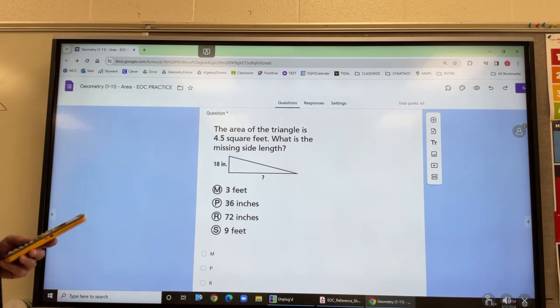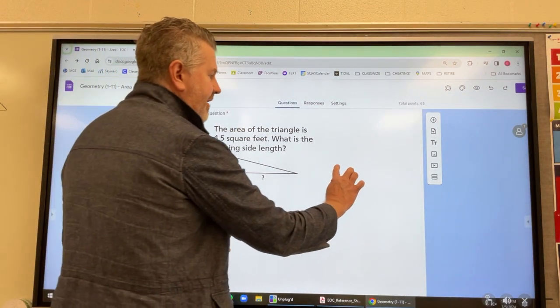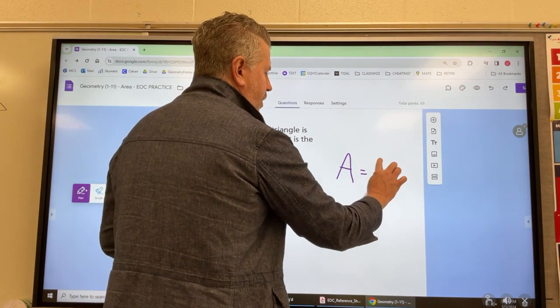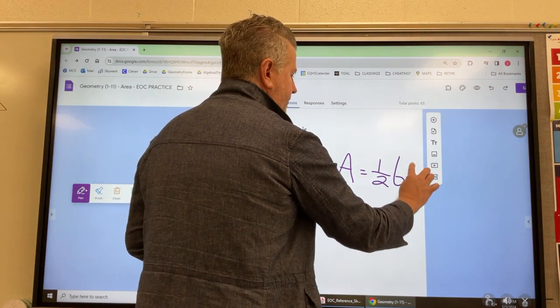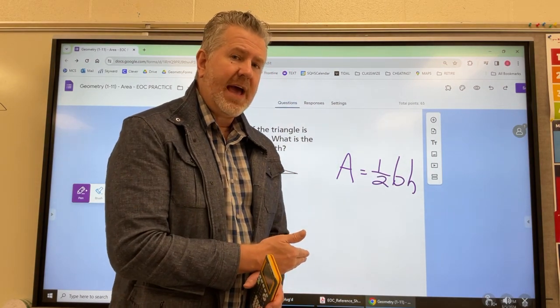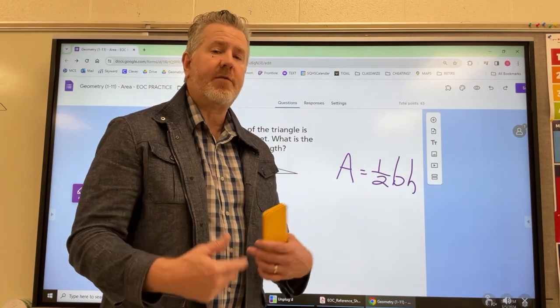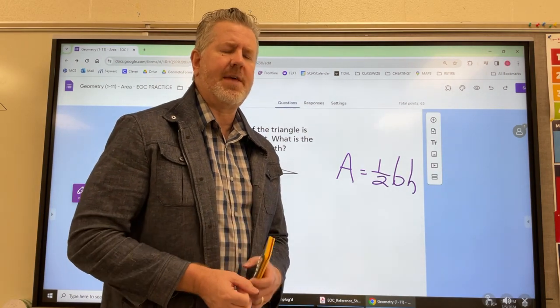The area of the triangle is 4.5 square feet. So that means, think about area of a triangle. Area of a triangle is 1/2 base times height. And remember, you're always just plugging in what you know and solving for what you don't know. That's where your algebra skills come in handy. Solving for what you don't know, getting rid of all the stuff and getting that variable by itself.